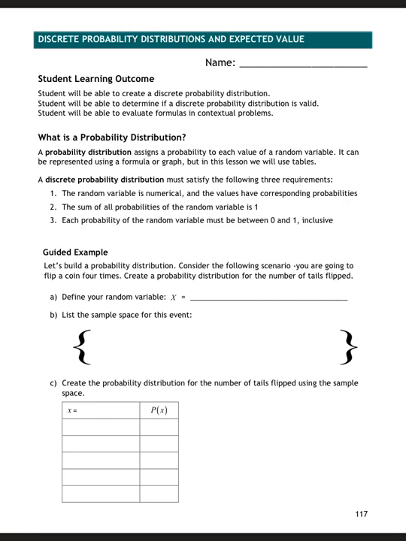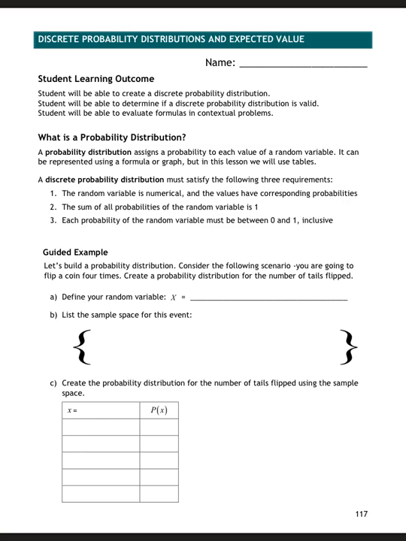So what is a probability distribution? That's kind of where you need to start. A probability distribution assigns a probability to each value of a random variable, and it can be represented using a formula or a graph, but we are going to be looking at tables right now.